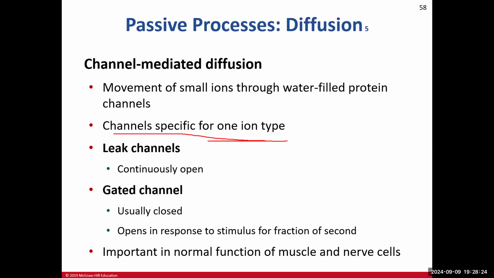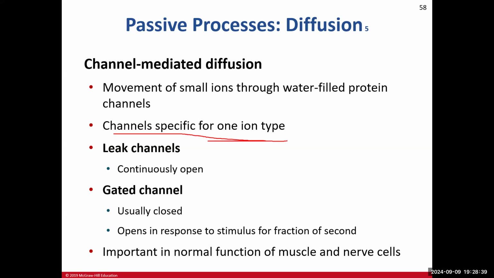So when we're looking at channel-mediated diffusion, we have two types of channels. One, leak channels, and then we have gated channels. And so the name, we call them leak channels because they're open all the time. And when I say continuously open, they're open 24/7.